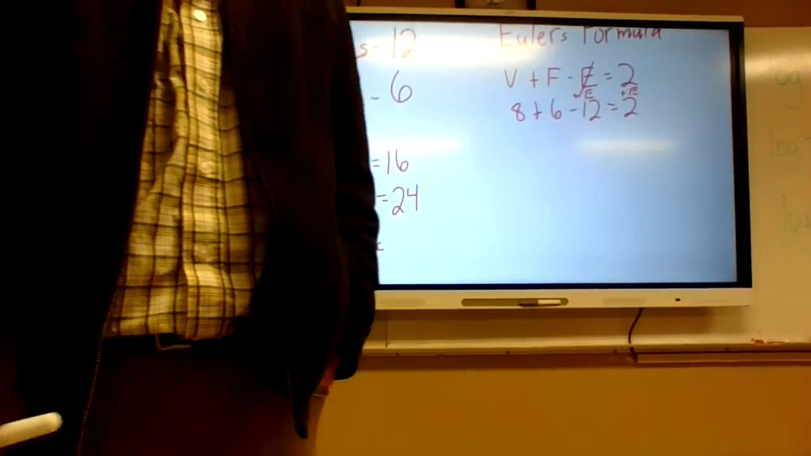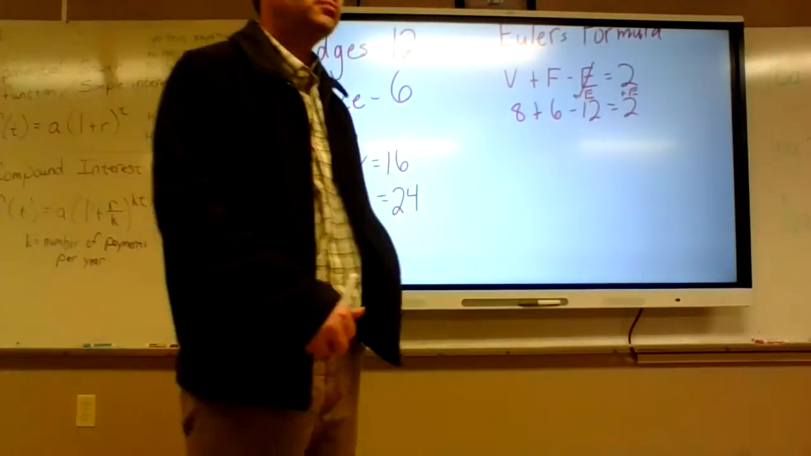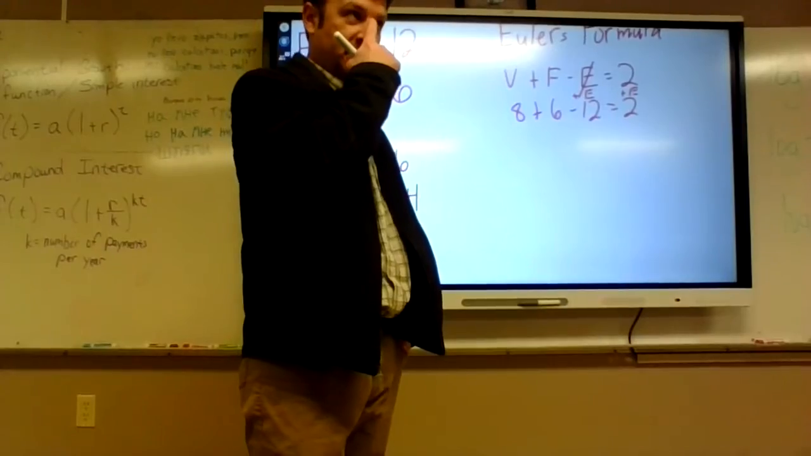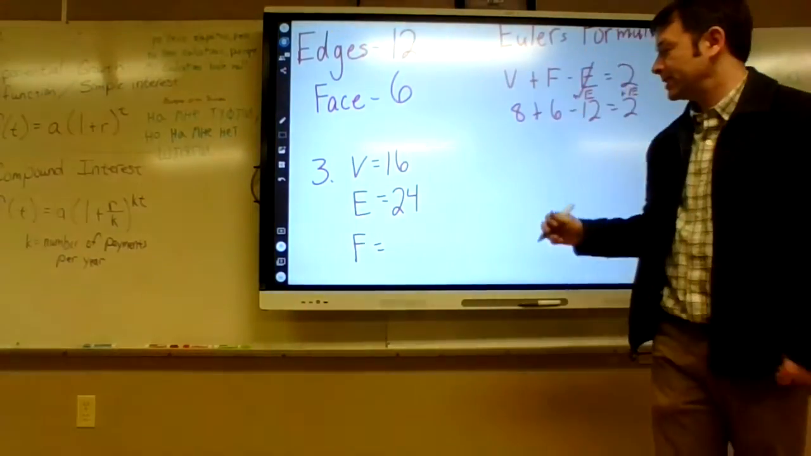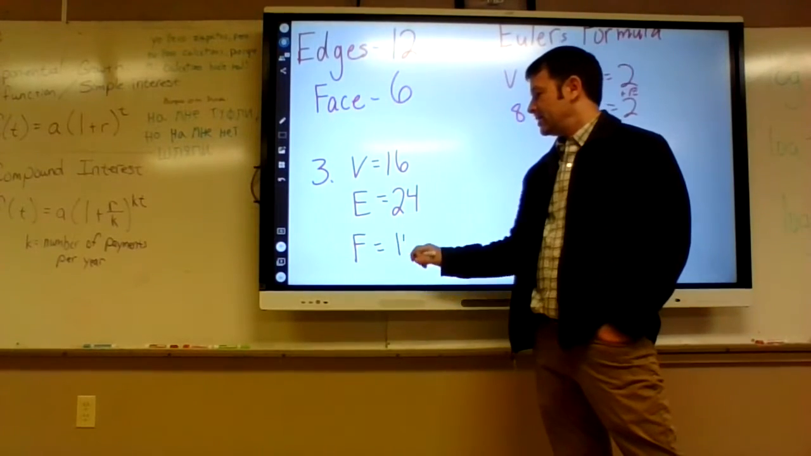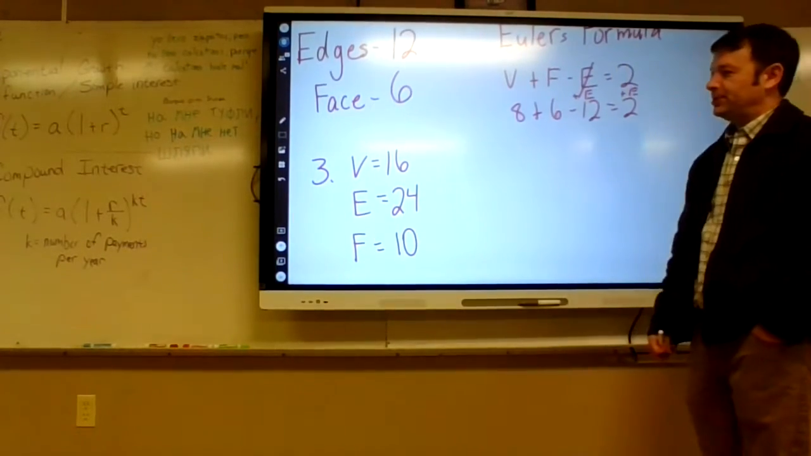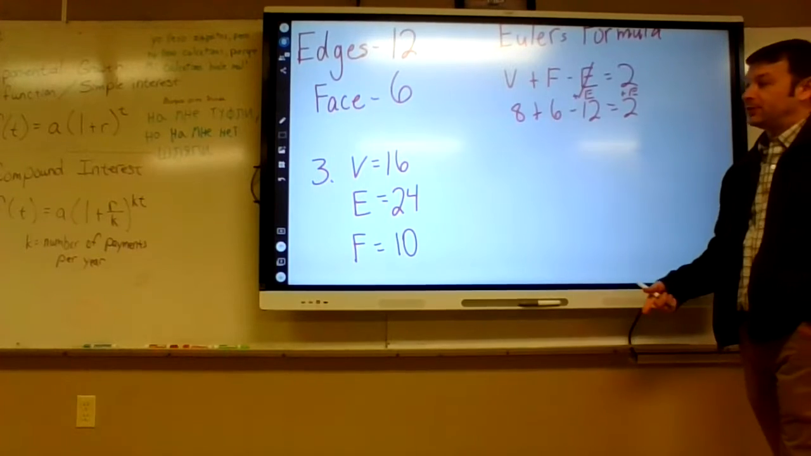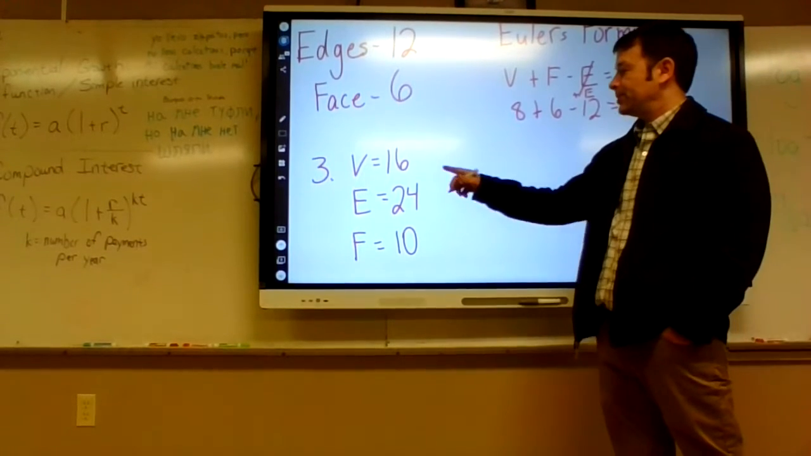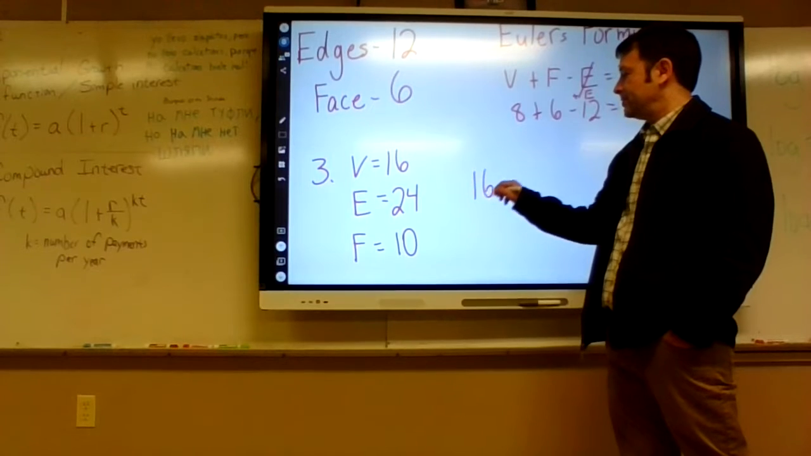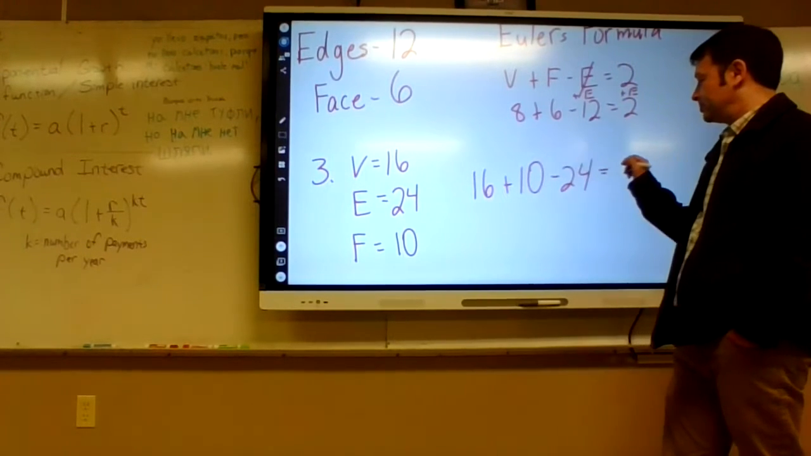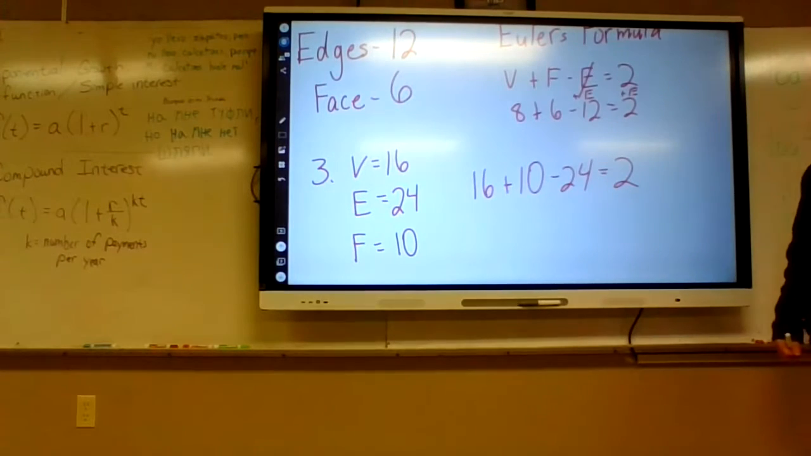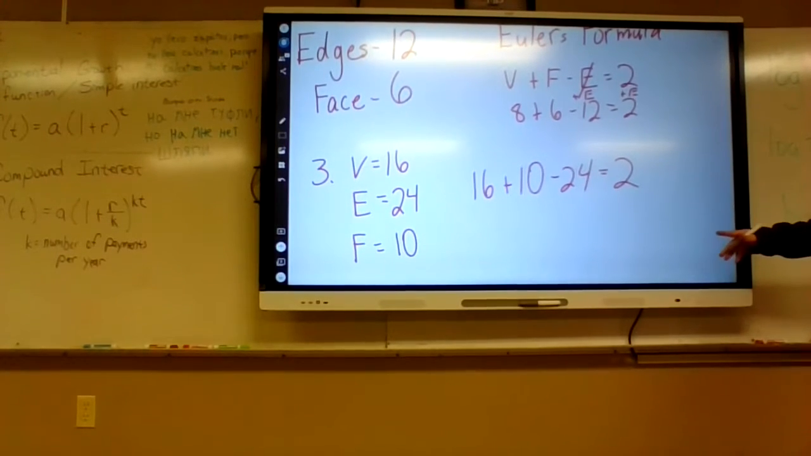Okay, on number 3, how many faces are on the top? 1. 1 on the bottom. How many lateral faces are there? 8 going up and down. So altogether that makes 10. And then we're supposed to show that Euler's formula works. On this one it's 16 plus 10 minus 24. Does that actually equal 2? Yes, it does. So we did it right. Yay, we're geniuses.